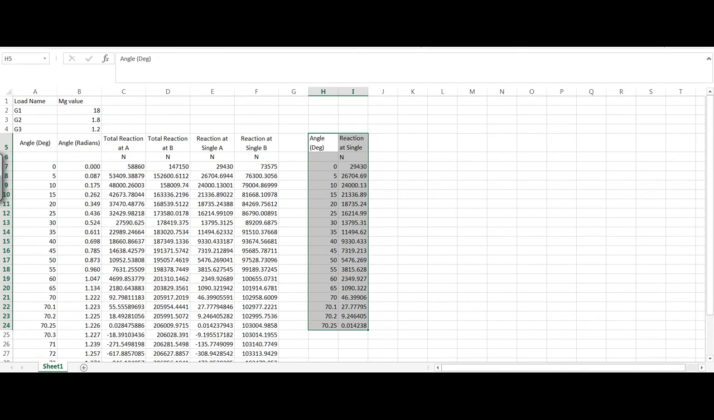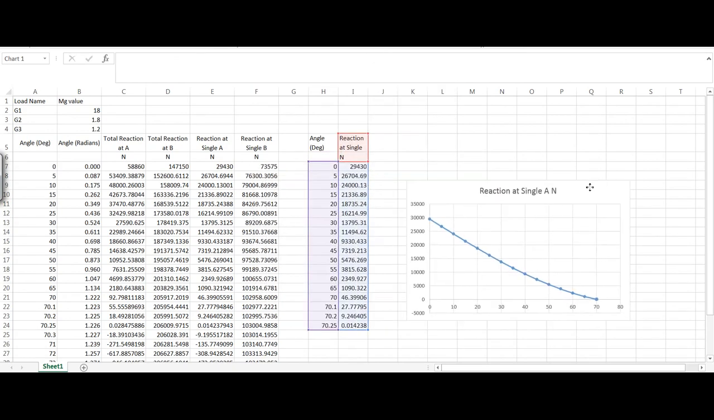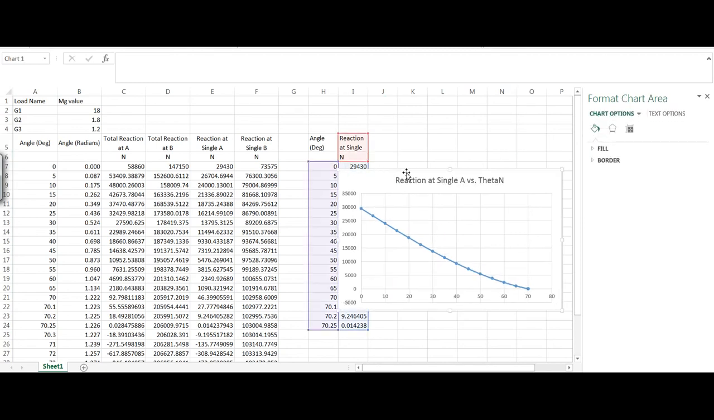So I'm going to insert a scatter chart. I'll add some lines there. So there we are. Versus theta. So there's my chart. So that's coming down fairly nicely until it gets to 0, and then we end.